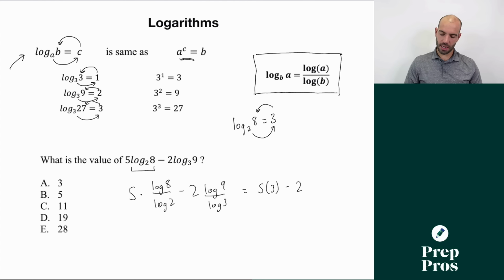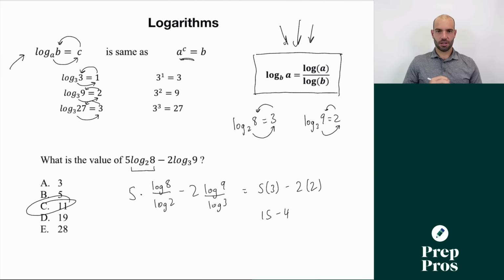If we do log of 9 over log of 3, that's going to be 2. The reason is log base 3 of 9, just think 3 to what power gives me 9? That's 3 squared. So here it becomes 15 minus 4, which gives me an answer of 11. But again, as long as you memorize this equation right here, you can do it on your calculator even if logs are challenging for you.